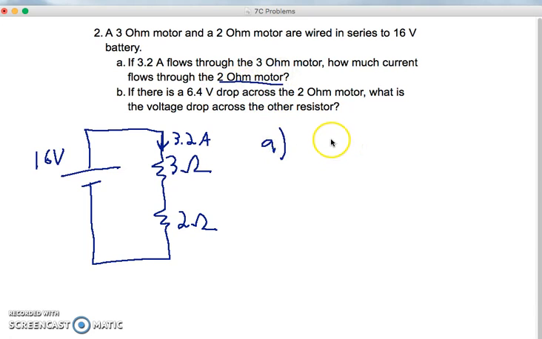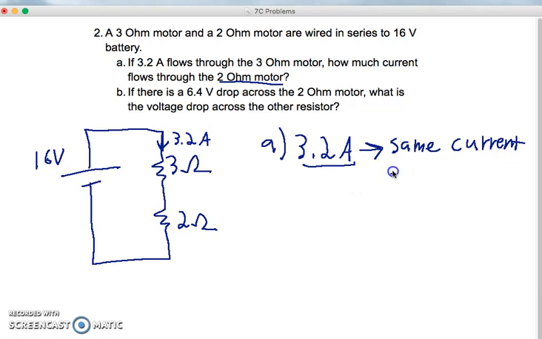So this one's fairly straightforward. Remember, if we look at the notes, in a series circuit, the current's the same everywhere. So if there's 3.2 amps flowing through the first resistor, there's going to be 3.2 amps flowing through the second resistor because the current's all the same in a series circuit.